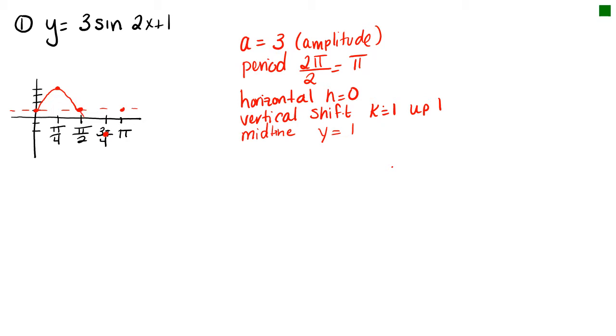So the basic shape doesn't change. We're just shifting up or shifting left or changing our period. All right. So again, once you get all the information like we have on the right, graphing it becomes pretty straightforward. All right, example number 2.